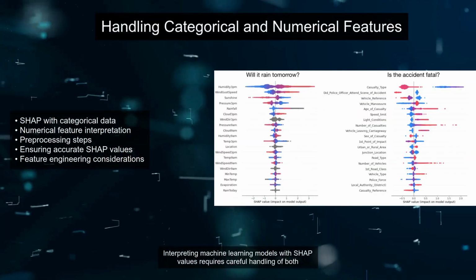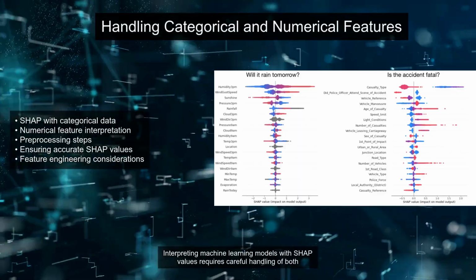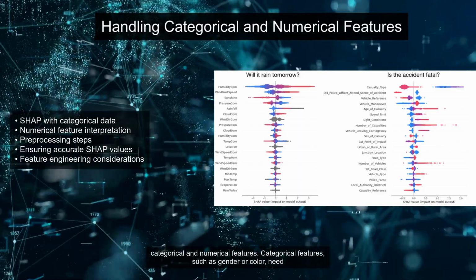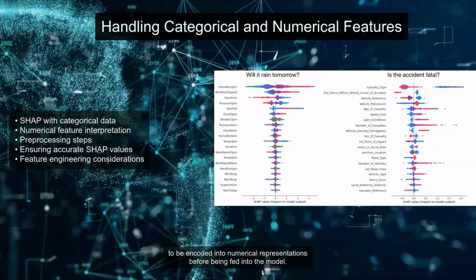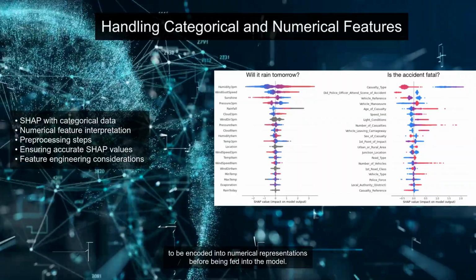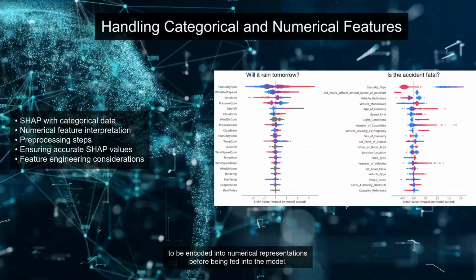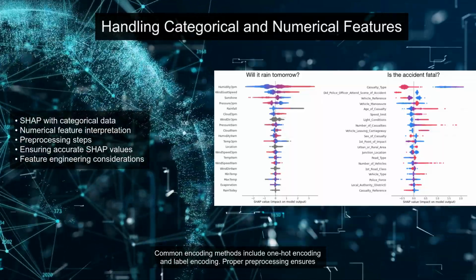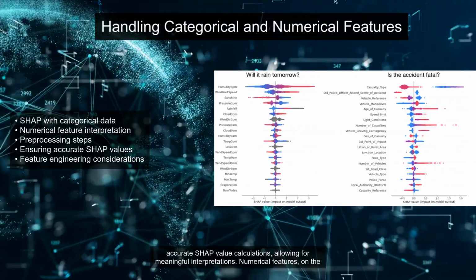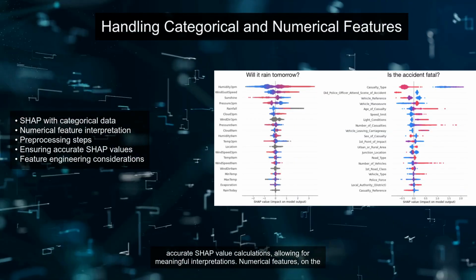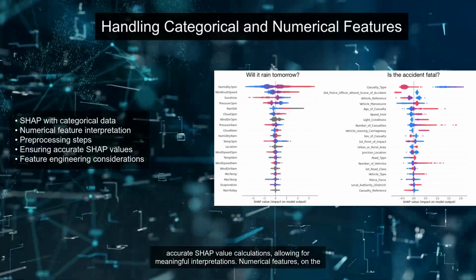Interpreting machine learning models with SHAP values requires careful handling of both categorical and numerical features. Categorical features, such as gender or color, need to be encoded into numerical representations before being fed into the model. Common encoding methods include one-hot encoding and label encoding. Proper pre-processing ensures accurate SHAP value calculations, allowing for meaningful interpretations.